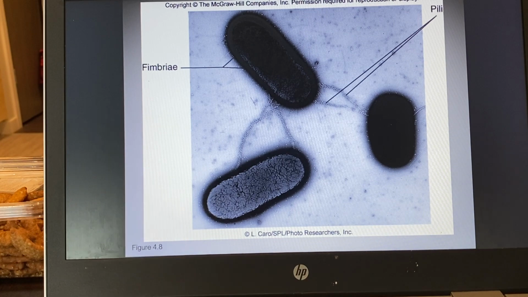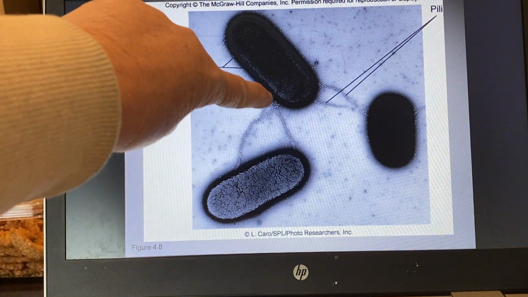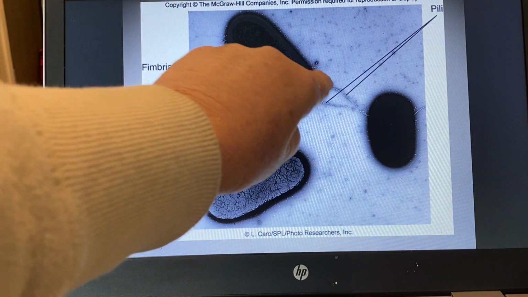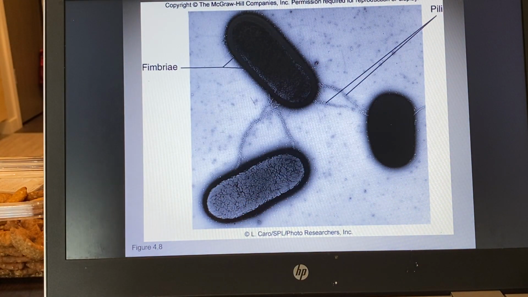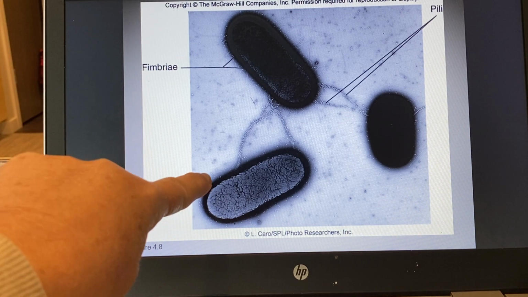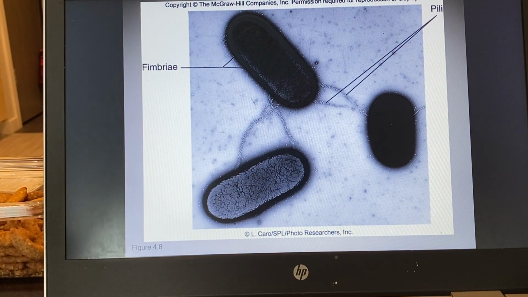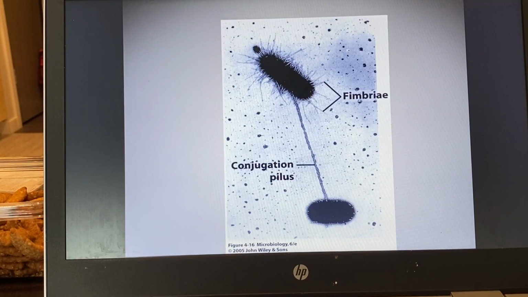Okay, so this is taken by the electron microscope, and the dark gray structures you see here, those are the conjugation pili. And remember, there's no rhyme or reason to them. They just happen spontaneously and randomly. And then if you look at this little cloud, this dark halo, that is the fimbriae, okay? I'm gonna show you some better pictures where you can see what it looks like.